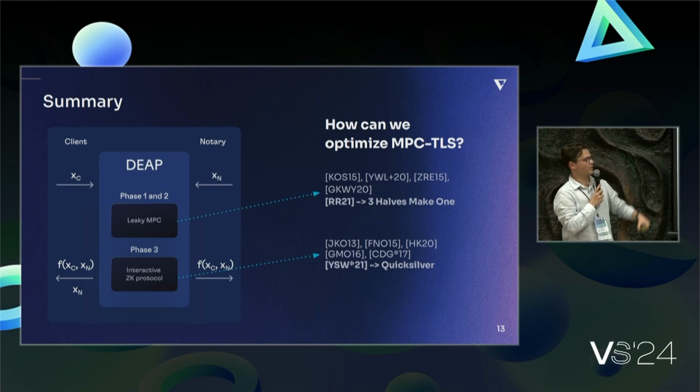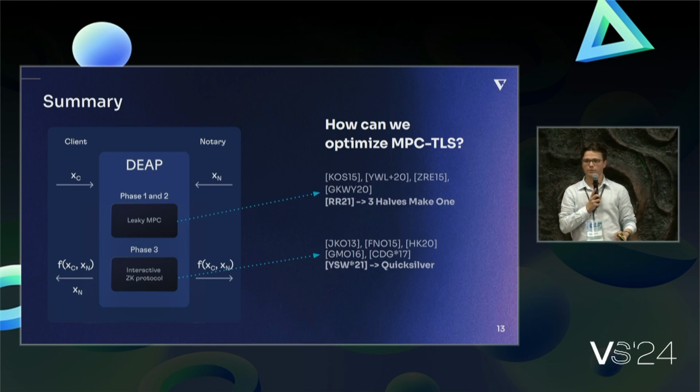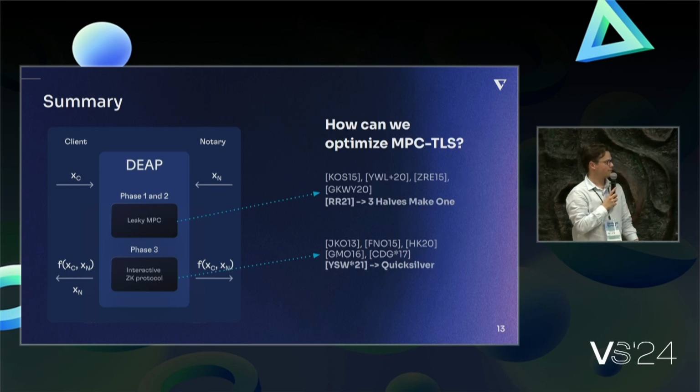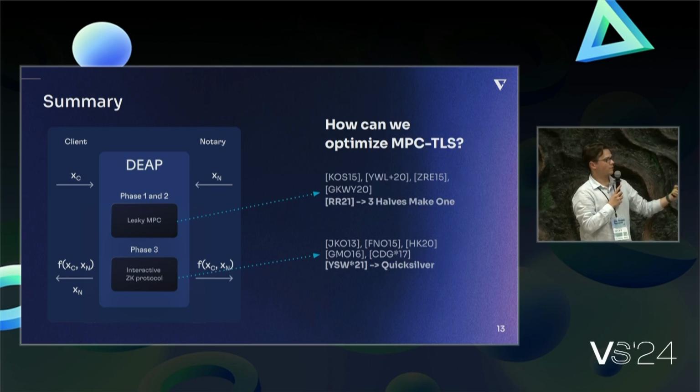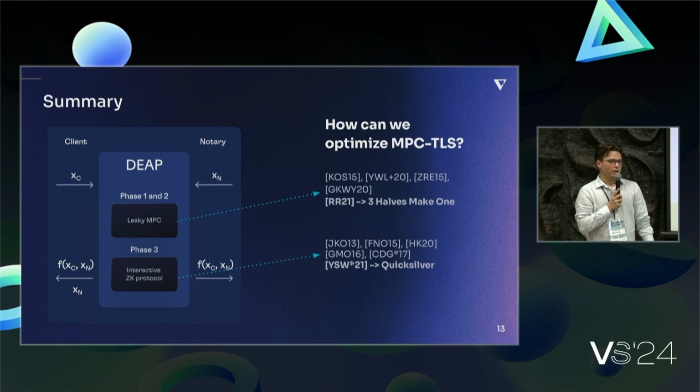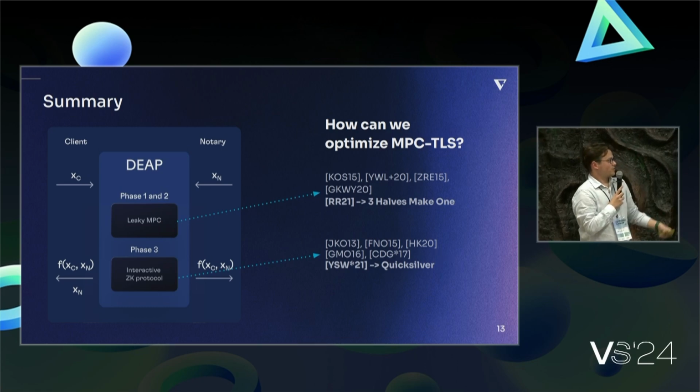There are a lot of papers in there. And you don't need to optimize for maliciously secure MPC. It's enough for it to be leaky. And the second way of optimizing is to find another interactive ZK protocol. There is great progress in there, for example the Quicksilver paper, which is super fast. So yeah, that's one insight.